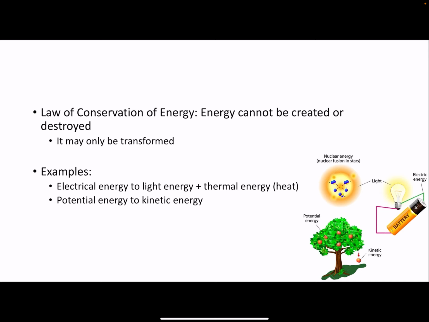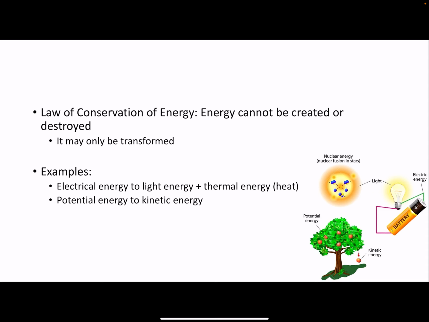The law of conservation of energy, there's many facets to it. Essentially, it says energy cannot be created or destroyed, only transformed in the various forms that we know. So we have examples like electrical energy to light energy and thermal energy when we turn on a flashlight. Right? The little bit of heat that gets generated is a type of energy that's a waste energy.